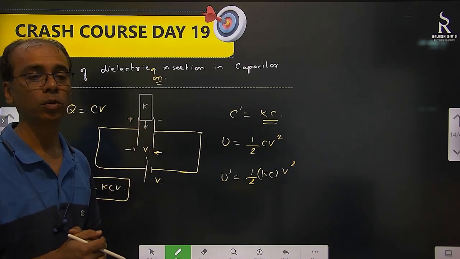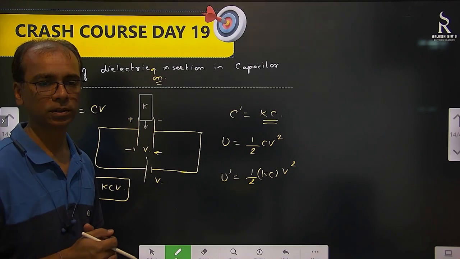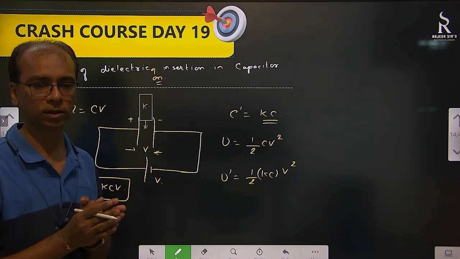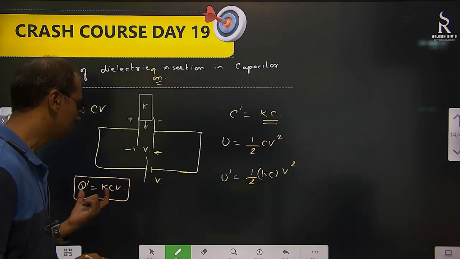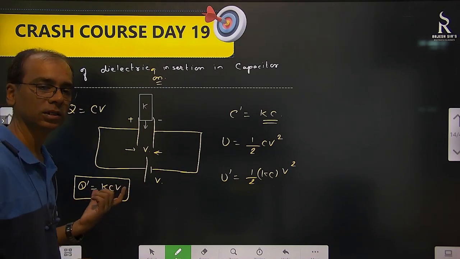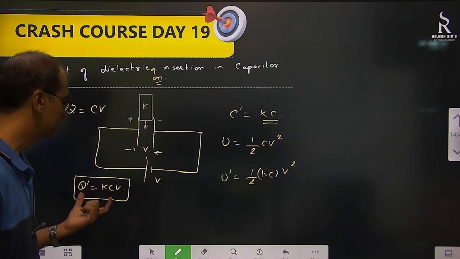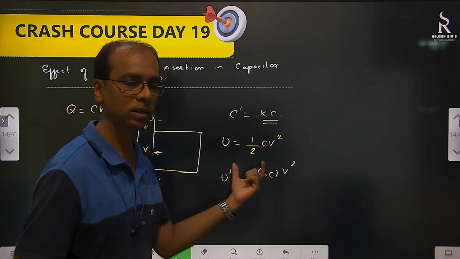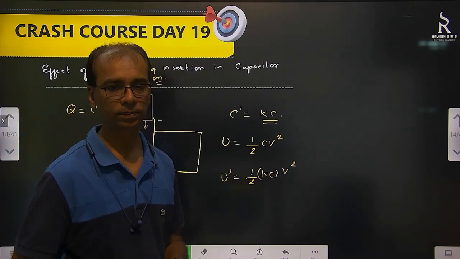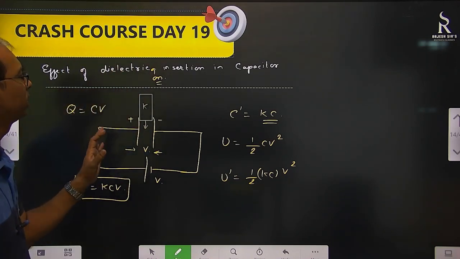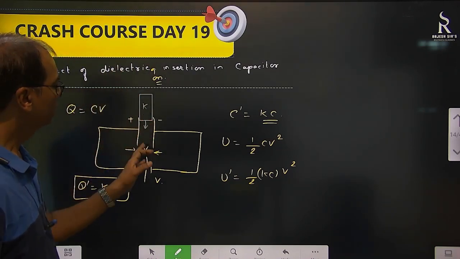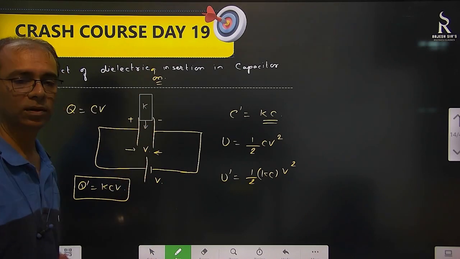More potential difference you can apply over this, because you have put a dielectric. So you are increasing its capacity. Increasing capacity means you are increasing its charge holding capacity. When you increase charge holding capacity, you are increasing the energy stored in it as well. Okay, so that is the effect of a dielectric in the capacitor while it's connected with a battery.